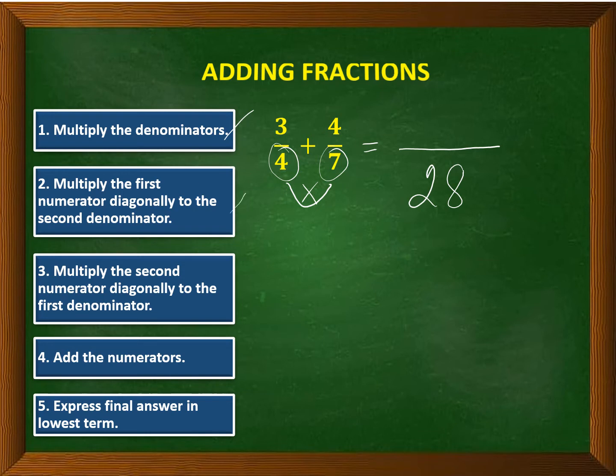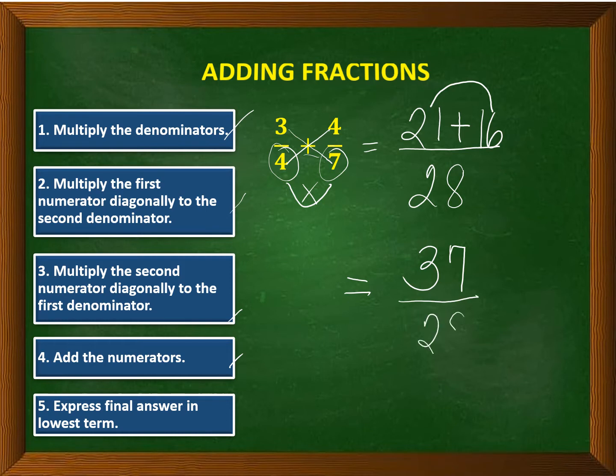Then multiply the first numerator diagonally to the second denominator, or let's cross multiply. 3 times 7 is 21. Then copy the symbol, which is plus. Then 4 times 4 is 16. Alright, so the next step is to add. We will add the numerators. 21 plus 16 will give us 37. Then over 28.